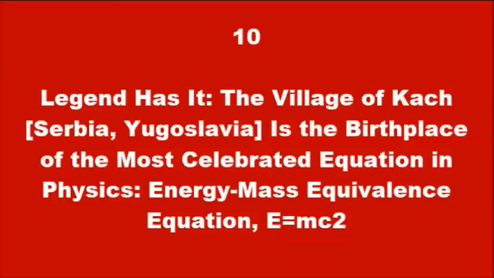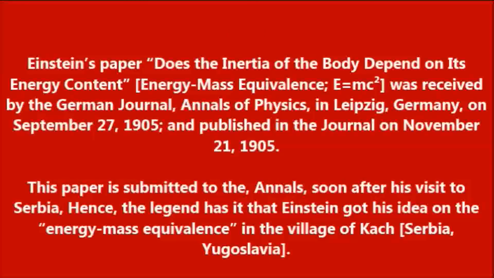Legend has it, the village of Kach, Serbia, Yugoslavia is the birthplace of the most celebrated equation in physics, energy-mass-equivalence equation, E=mc². Einstein's paper, does the inertia of the body depend on its energy content? Energy-mass-equivalence, E=mc², was received by the German journal, Annals of Physics, in Leipzig, Germany, on September 27, 1905, and published in the journal on November 21, 1905.